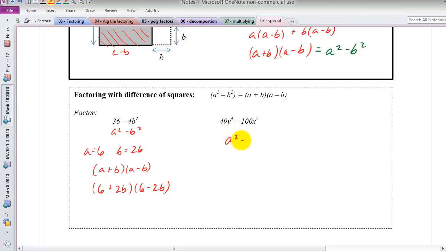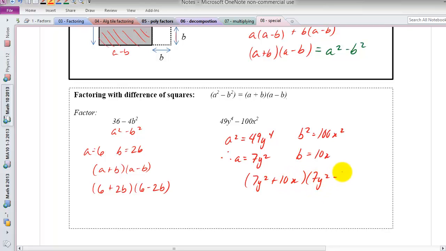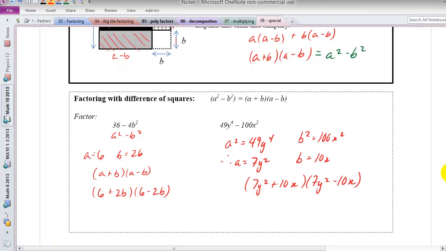We can try factoring this one as well. If we say a squared is 49y to the fourth, therefore a equals 7y squared. And if b squared is 100x squared, b must be equal to 10x. So if we factor that, we get 7y squared plus 10x, 7y squared minus 10x. So it's a powerful way to factor some convenient difference of squares trinomials.